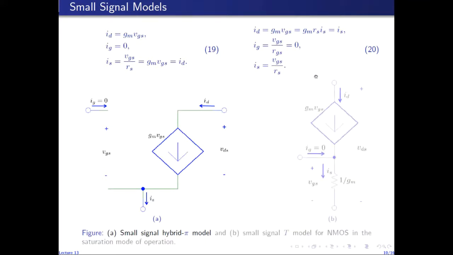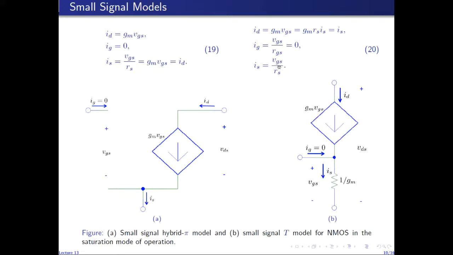So using these three equations, we can construct a slightly different model for the MOSFET, which is called the small signal T model for the device, in which the drain current is given by GM VGS and is equal to the source current because the gate current is 0. If I write KCL here, this current is 0, so this current must be equal to this current. I call this the drain current, and this is the source current. And the source current IS is given by VGS over RS. Since the source current is passing through this resistance, the voltage across which is VGS, this resistance must be RS, or in other words, 1 over GM.